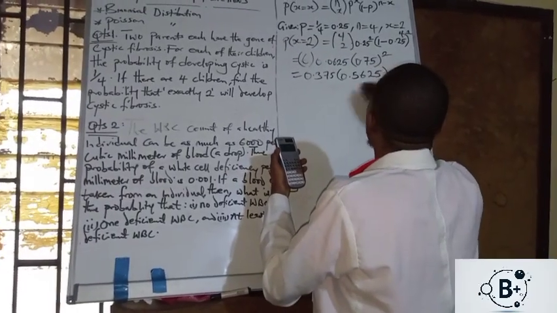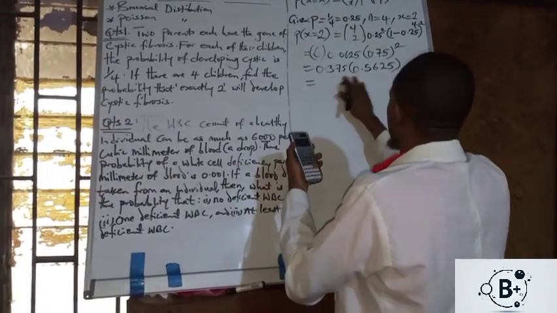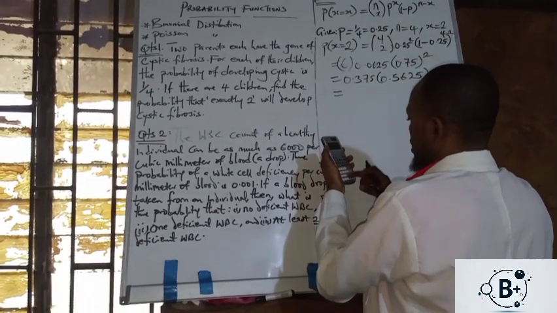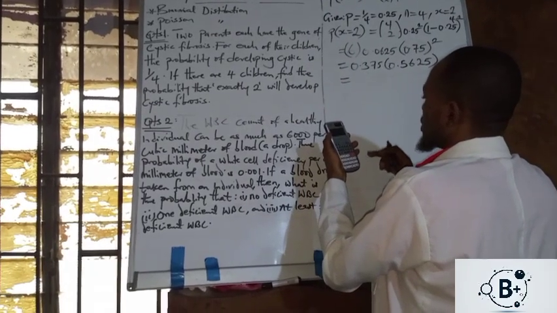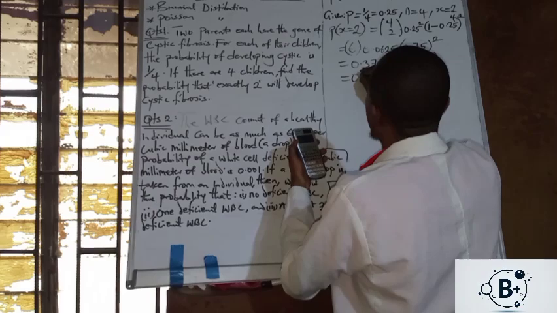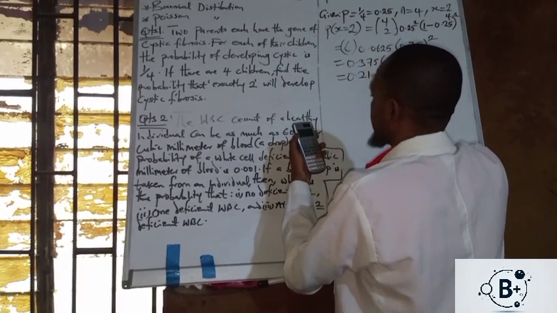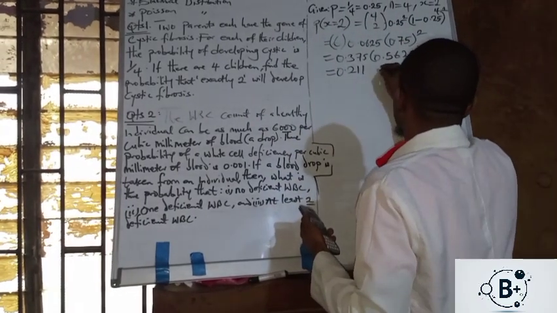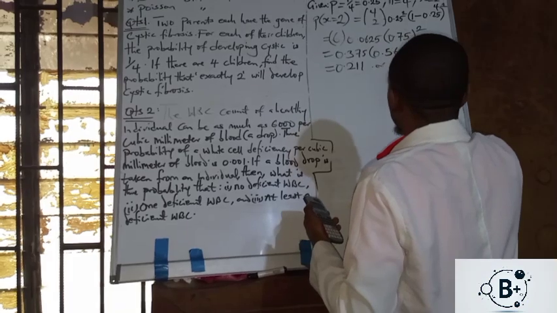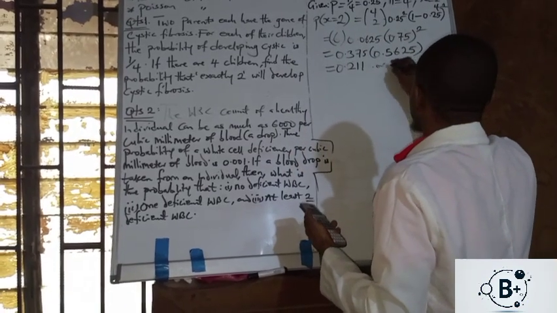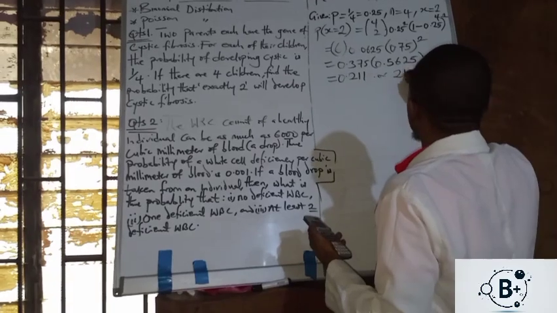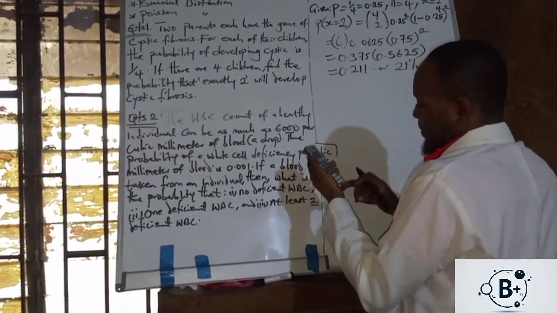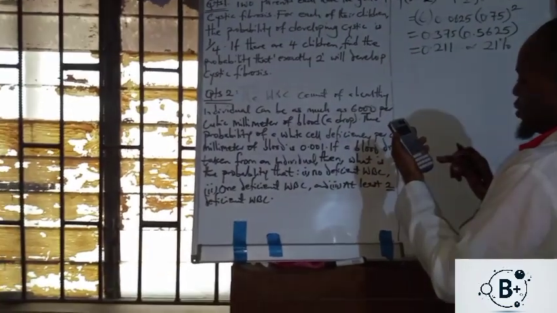0.5625. Here, you multiply both together: 0.5625 times 0.375. This gives us 0.211 approximately, which you can also express as 21%. So you multiply it by 100 to convert it to a percentage.